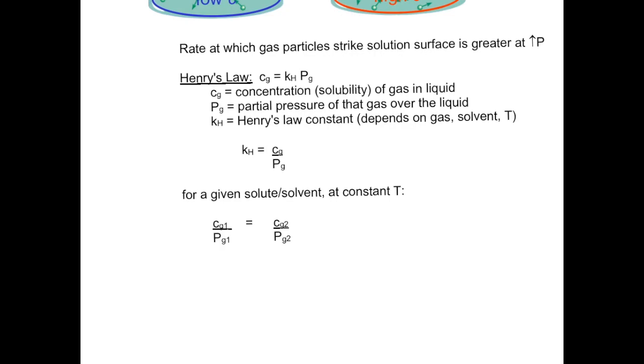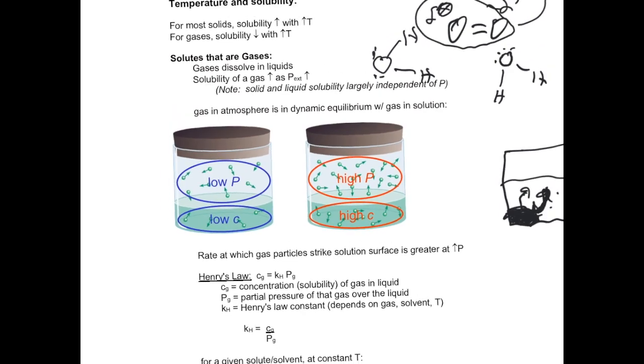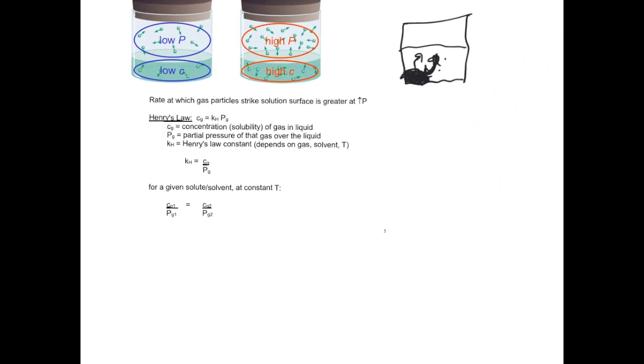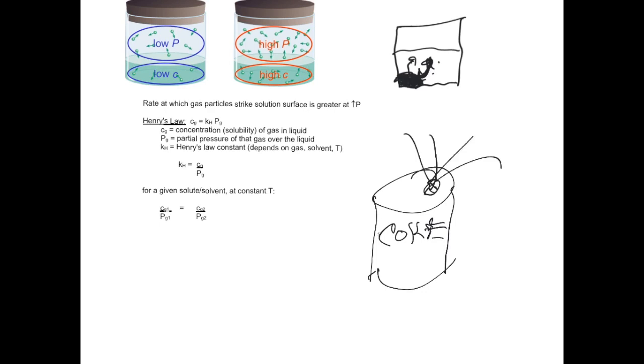So let's go there. But before I do the math problem, I wanted to tell you something that you've all seen before. How many of you have ever done this? You open up a can of soda. So we got our can of soda here. Okay, I'll just say Coke, and you open the top up and it goes shooting out. Well, that's Henry's law at work.